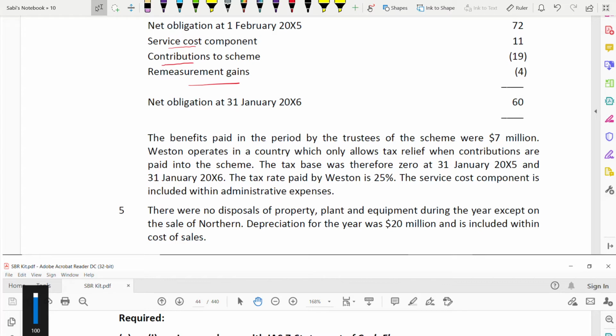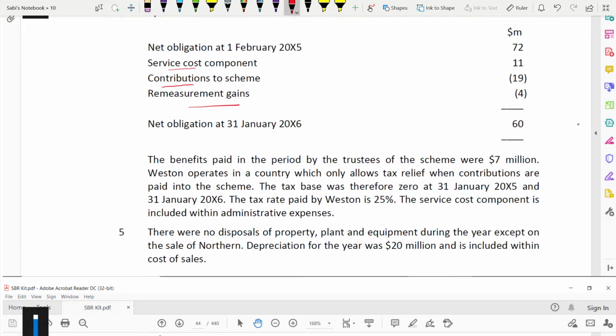So benefits paid in the period by the trustees of the scheme were, how much was the benefits paid in the period by the trustees of the scheme? 7 million. Weston operates in a country which only allows tax relief when contributions are paid into the scheme. The tax base was therefore 0. Tax base was 0 at 31st Jan 2005 and 31st Jan 2006. Tax rate. Why have they given you the tax base? Because for you to find the deferred tax liability. Okay. The tax rate paid by Weston is 25%.